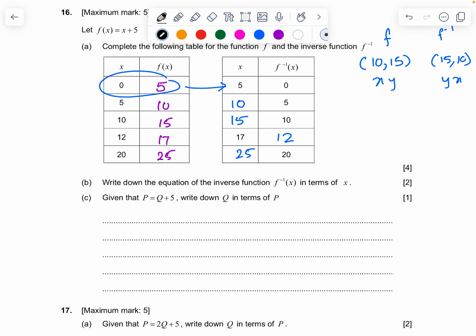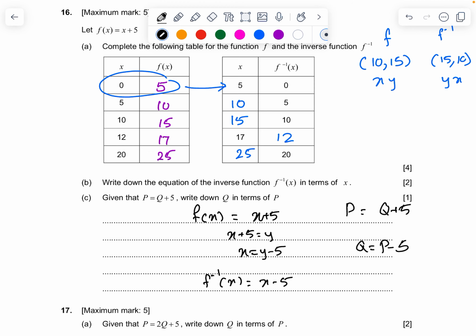So what we have to do, you would have learnt in IGCSE, f of x equals x plus 5. So x plus 5 equals y, x equals y minus 5. So f inverse of x equals x minus 5. Given that p equals q plus 5, write down q in terms of p. So p equals q plus 5, so q equals p minus 5.